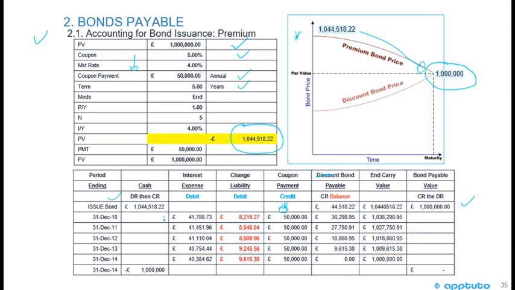So you can see here, that's my interest expense, $41,780.73. That's a debit. But you can see my credit is £50,000 because that's a credit to cash. So my debits are less than my credits. So I'm going to debit the premium bond payable account, 8129.27. So that's a very similar exercise. And you can see I started with a credit balance, but now I'm debiting the account. So that balance is going down, and so my carrying value is going down, okay? And it's being pulled towards the par.